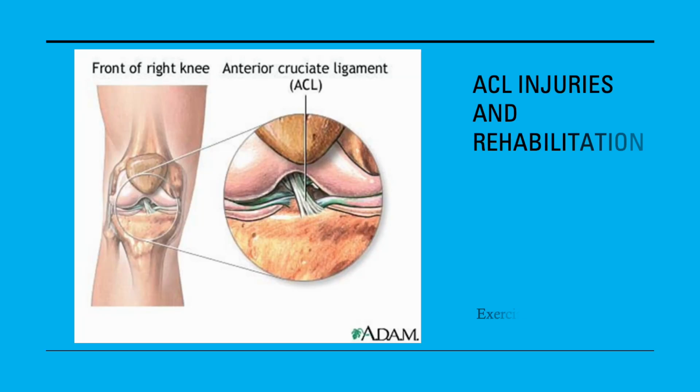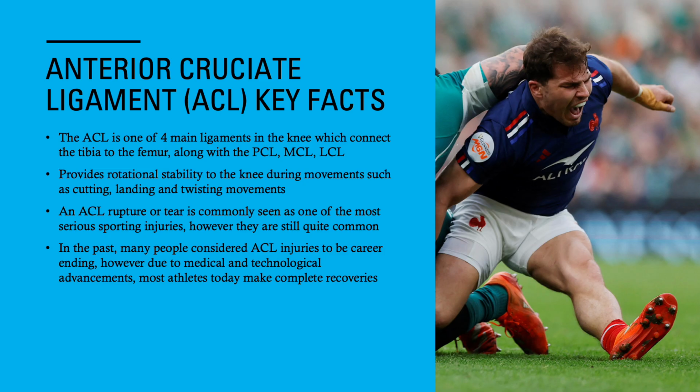So today for my presentation, we'll be looking at the ACL and the rehabilitation of ACL injuries. So some key facts for the ACL, or the anterior cruciate ligament. The ACL is one of the four main ligaments in the knee which connect the tibia to the femur, along with the PCL, the MCL and the LCL. The ACL provides rotational stability to the knee during movements such as cutting, landing and twisting movements.